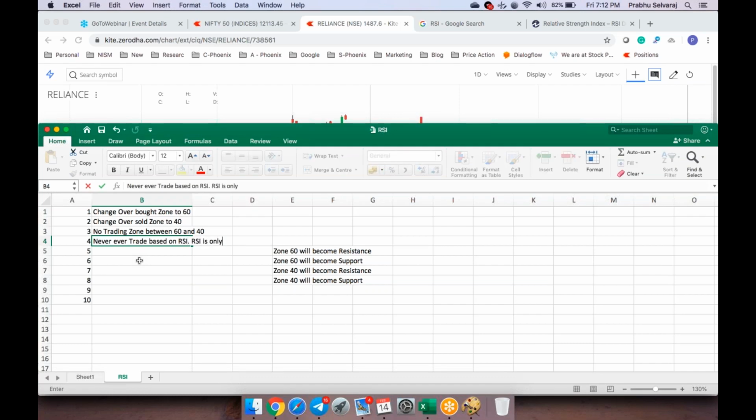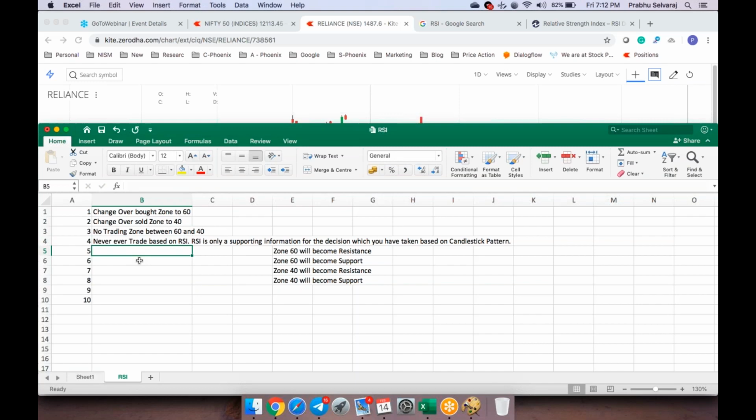RSI is only supporting information for the decision you have taken based on the candlestick pattern. You will check RSI only when your candlestick pattern says yes, you have an entry. You will check RSI only when the candlestick pattern says you have to book the profit or short, that it is a shorting opportunity.